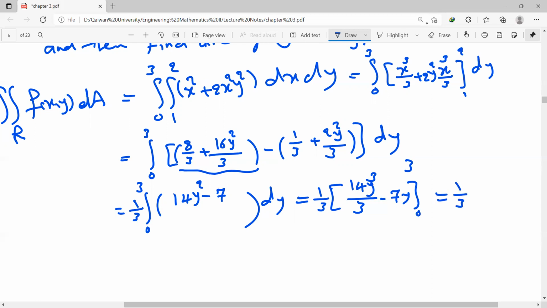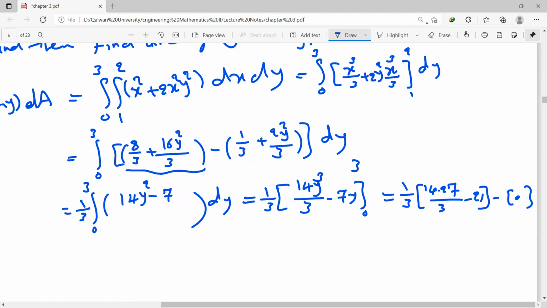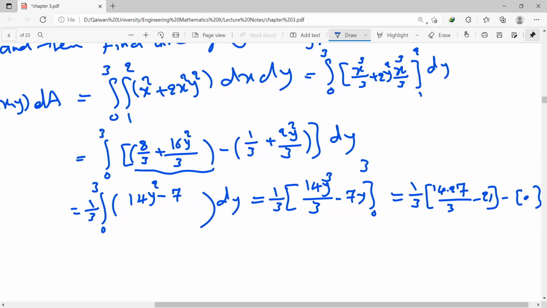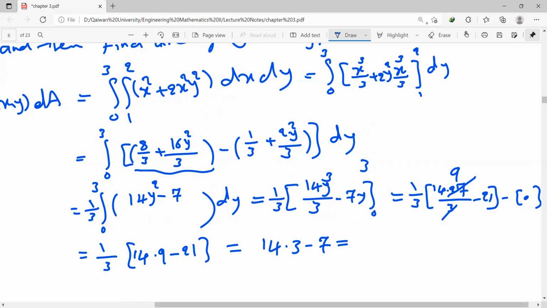It equals 1/3 times 14 times 27 dividing by 3 minus 7 times 3, which is 21. Then minus 0. If you replace y by 0, you get 0. If we take 3 as the common, let's simplify it first. We get 1/3 multiplying by 14 times 9 minus 21. Here we cancel out these, so it becomes 9. Now if we divide both terms by 3, we get 14 times 3 minus 7. 14 times 3 is 42.